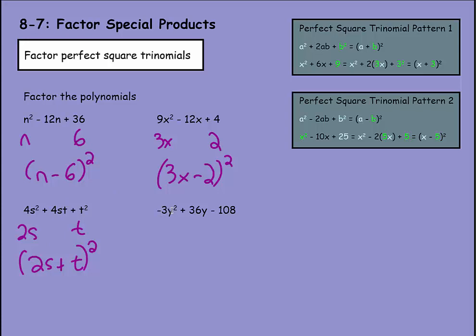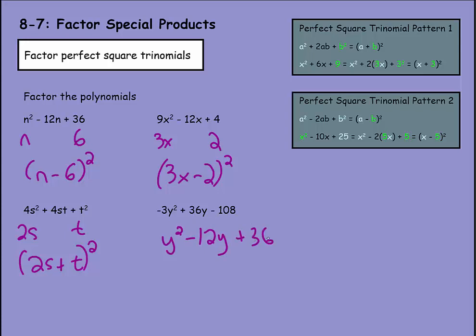Now I have negative 3y squared plus 36y minus 108. So here I have a negative a, and I don't like to work with negative a's, just like that one last lesson we did. So we can get rid of that. And since all of these can be divided by 3, let's factor out that 3 as well. So divide everything by negative 3. This would become y squared. This would become negative 12y. And this would become positive 36.